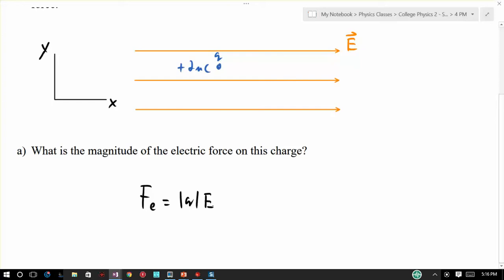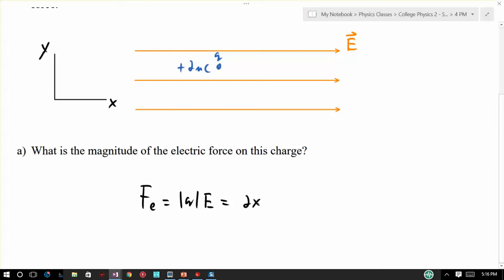So if you put a charge in any field, it doesn't matter if it's uniform or non-uniform, in this case it's uniform. Any field though, you just take the absolute value of the charge and you multiply it times the amount of the field, and that'll give you the magnitude of electric force on that charge. This always works for any field.